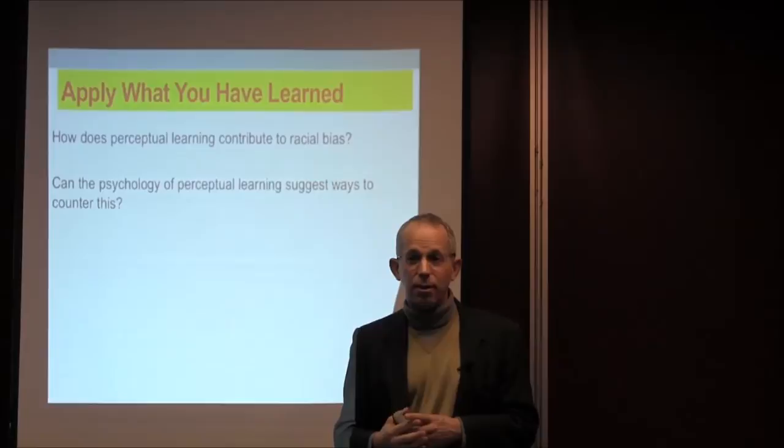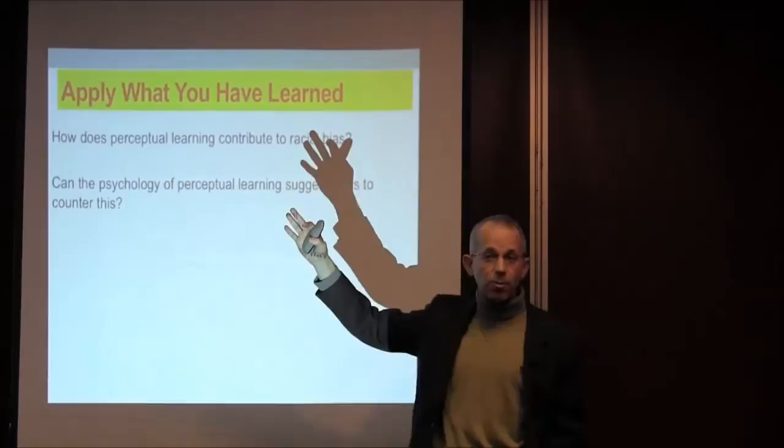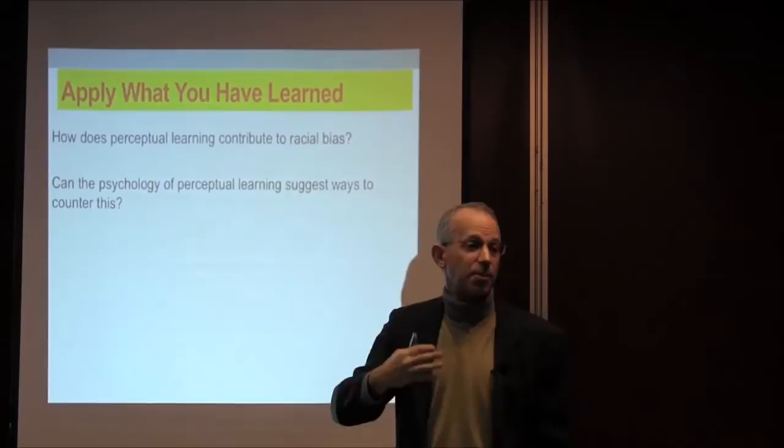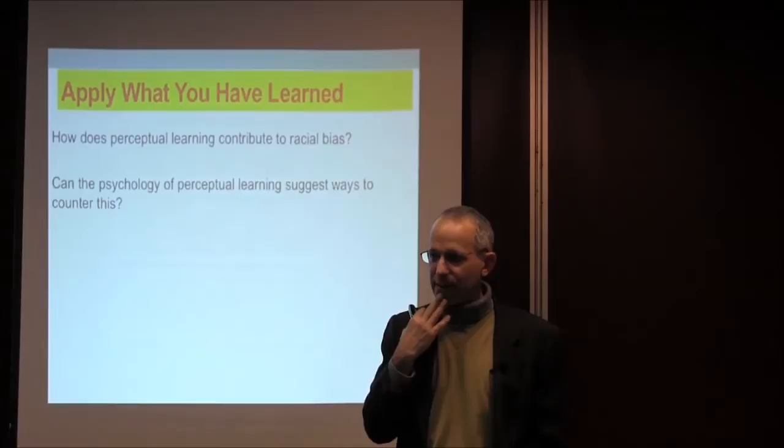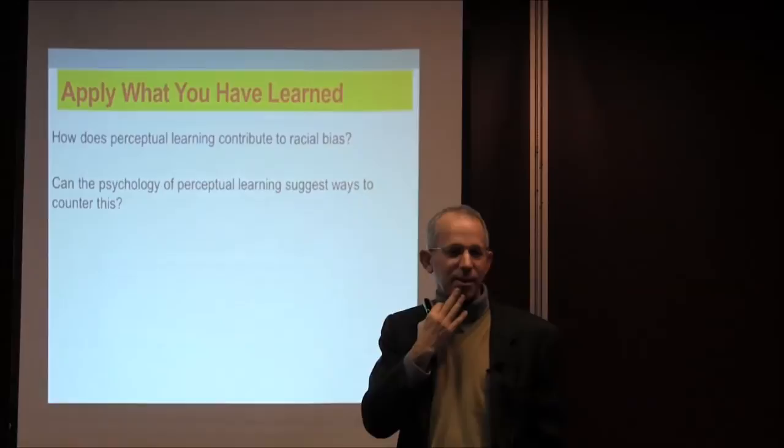So how do you think this might contribute to racial bias? So what's an example of racial bias, one aspect of racial bias which might reflect perceptual learning? Like the example you gave in the book? Aha! Imagine where I got that from. Okay. Someone want to talk? Want to explain what that is? I'm trying to form it. Okay. Anybody else?